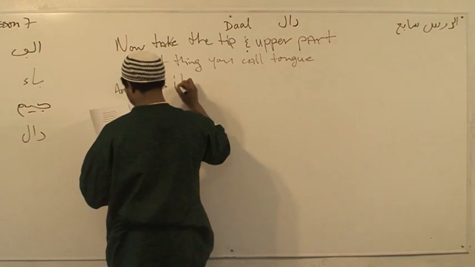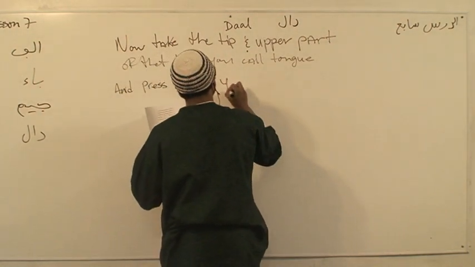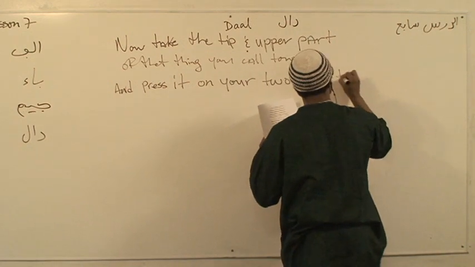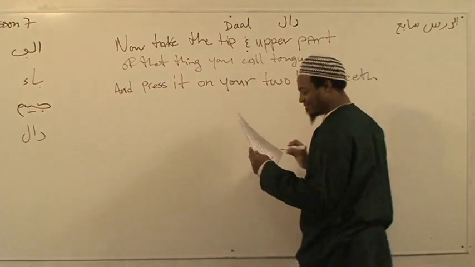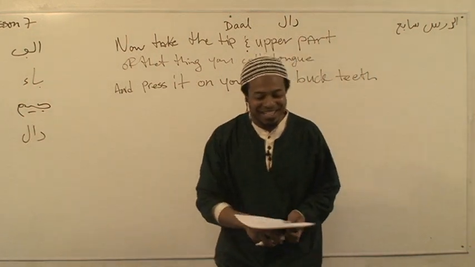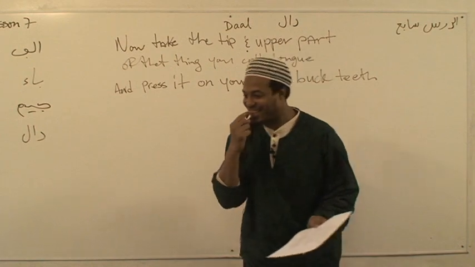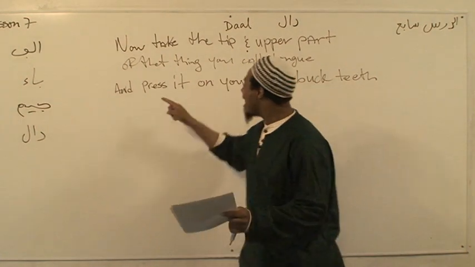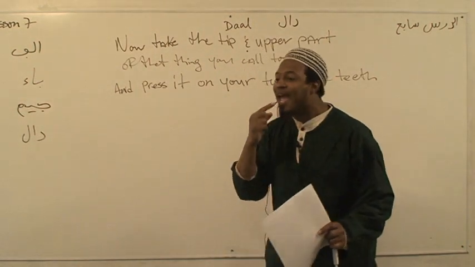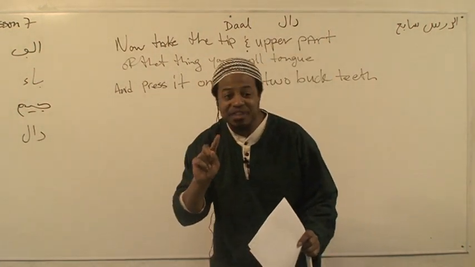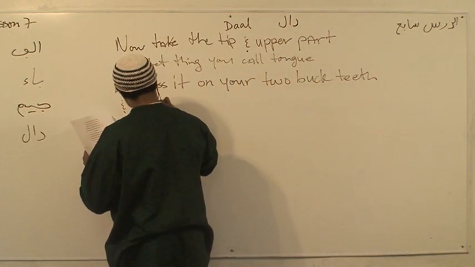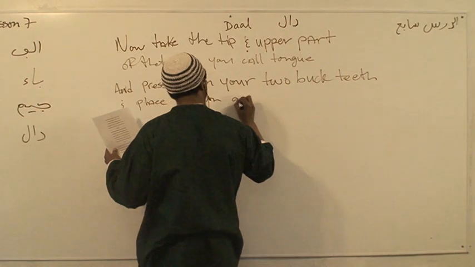Louder, please. And press it on your two buck teeth. No offense. Your two buck teeth. Where are your two buck teeth? Your two front teeth. Okay? And press it. Press the tip and upper part of that thing you call tongue, and press it on your two buck teeth and place it on your gums.